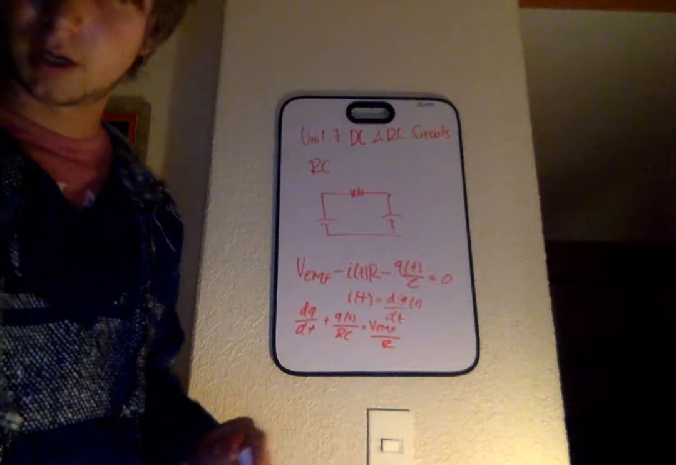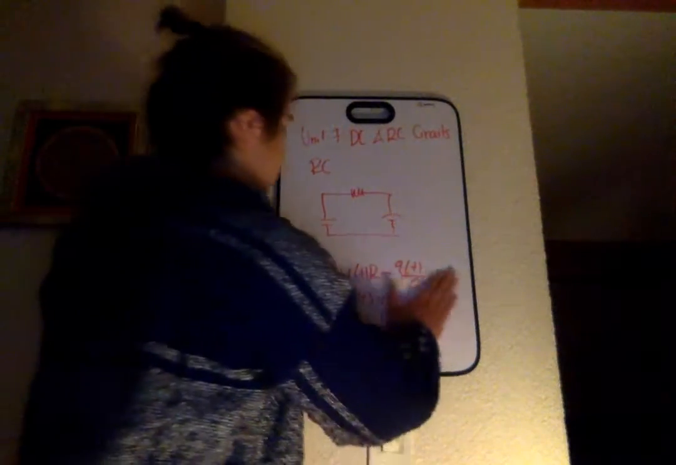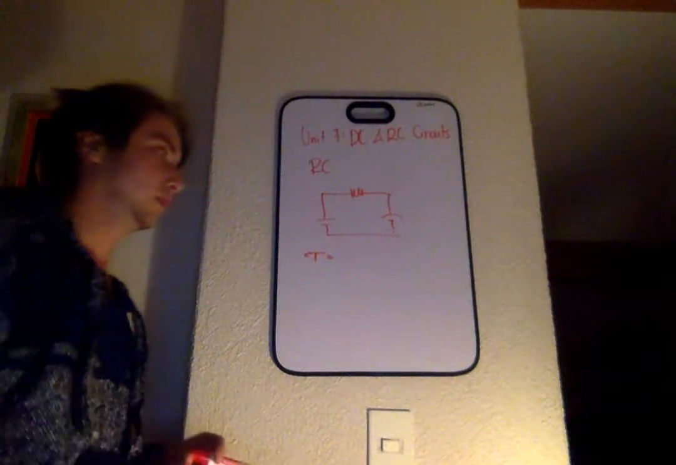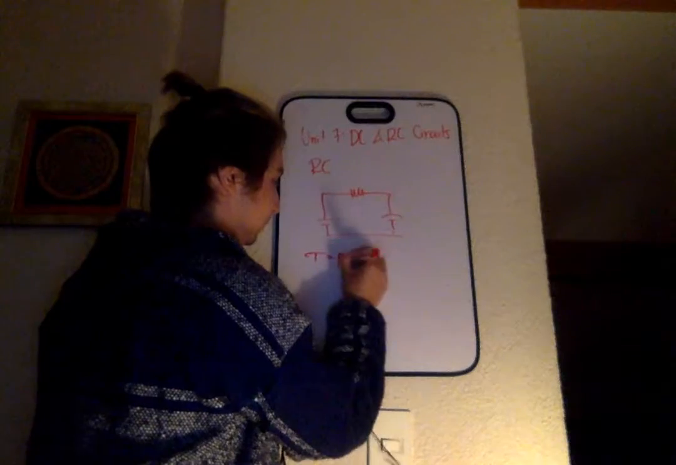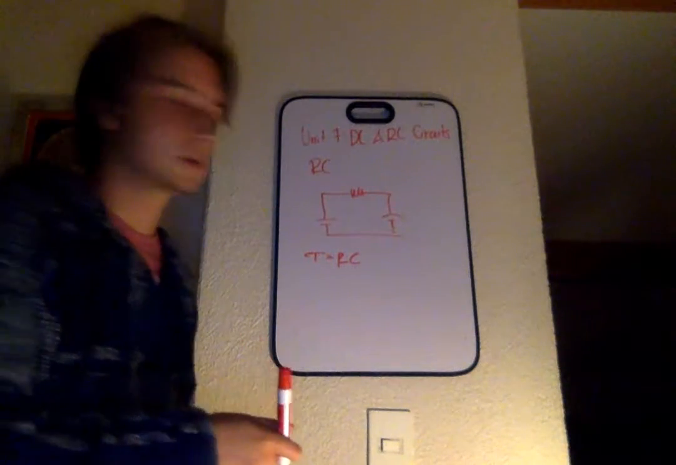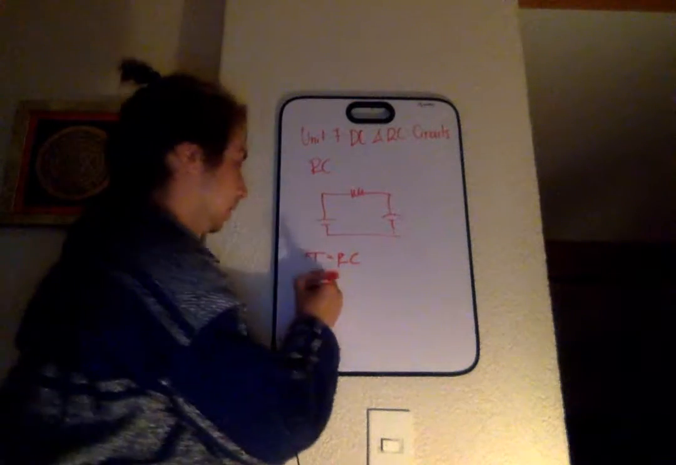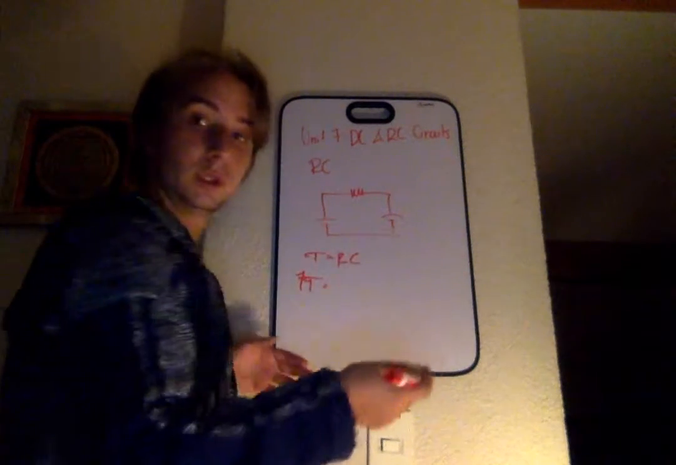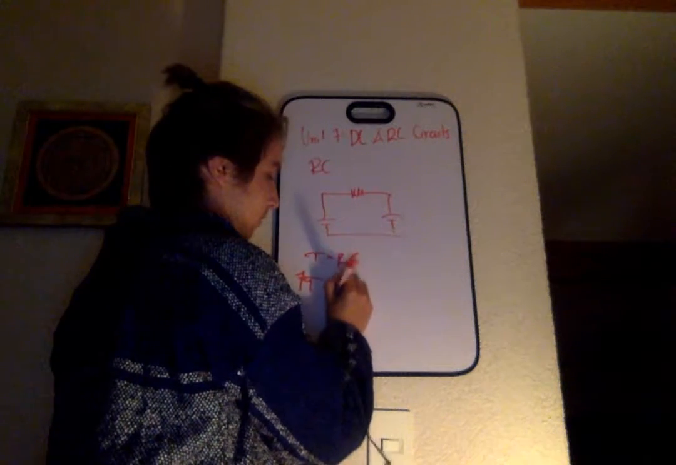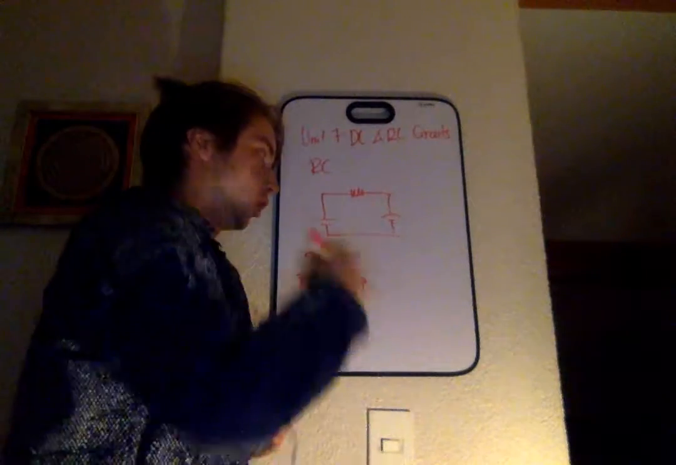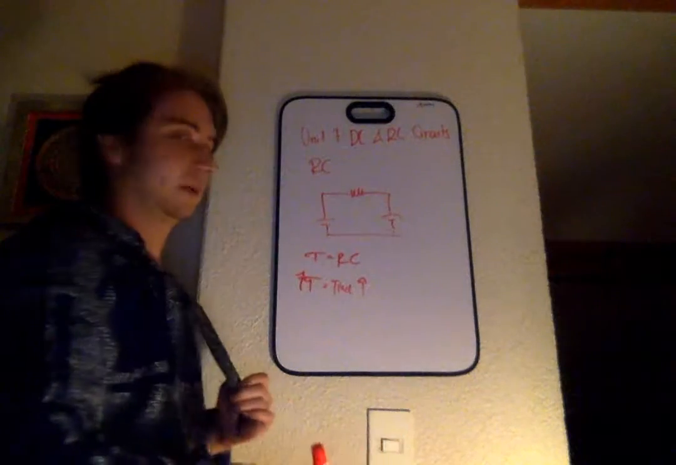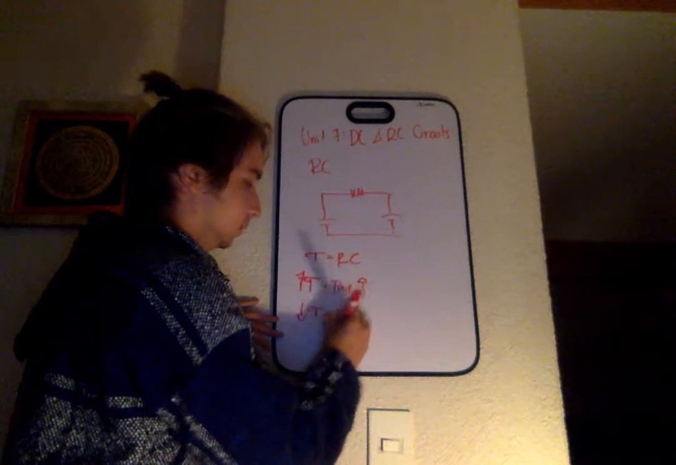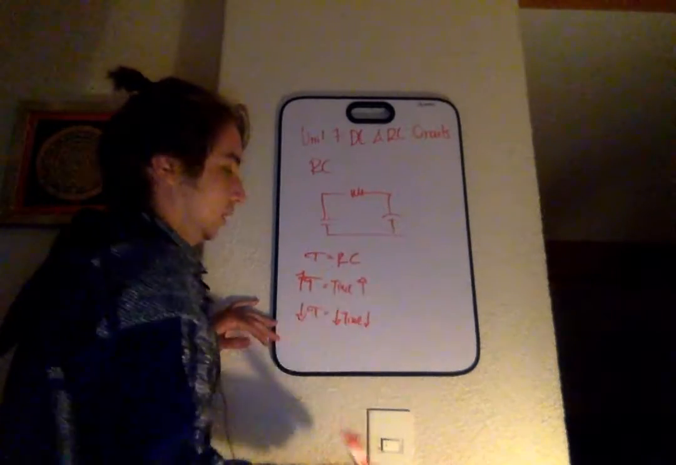Another important thing is the time constant. The time constant is a constant that relates the resistance and the capacitance. And basically what it states is that when you have a very high time constant, then you will need a lot of time to charge the capacitor and also to discharge it. And when you have a low time constant, it will take you less time to charge and discharge the capacitor.